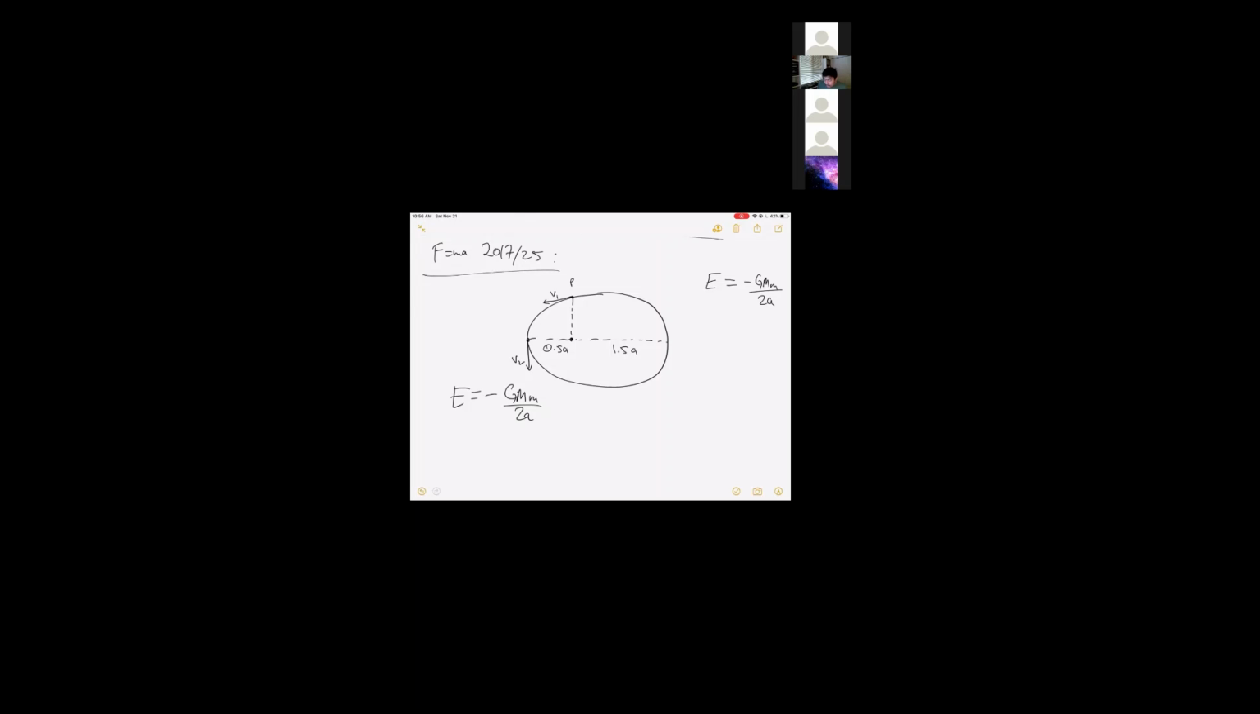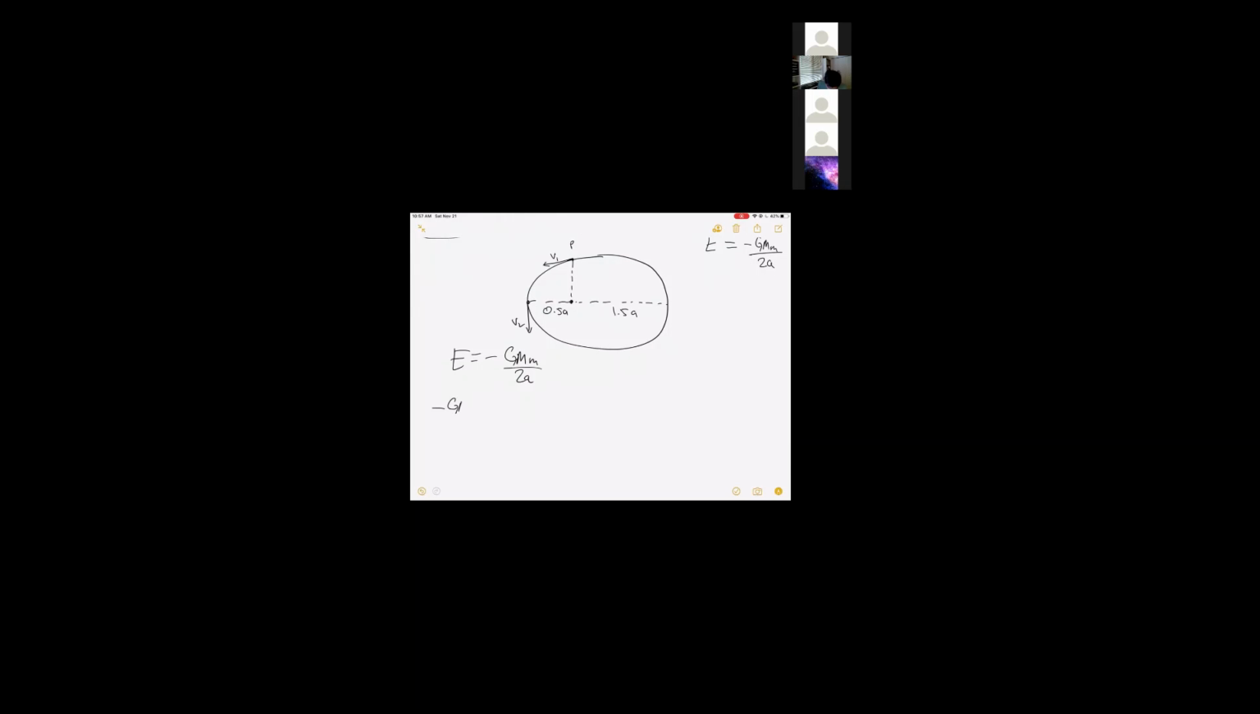All right. So what does this tell us? This tells us that for V2, we have energy conservation: E equals negative GMm over 0.5a plus 1/2 m v2 squared. This is the energy conservation for V2. Now for V1, it's a little bit more complicated since we need to find this length right here. But this is not too hard with some geometry, and let's just do it real quick.